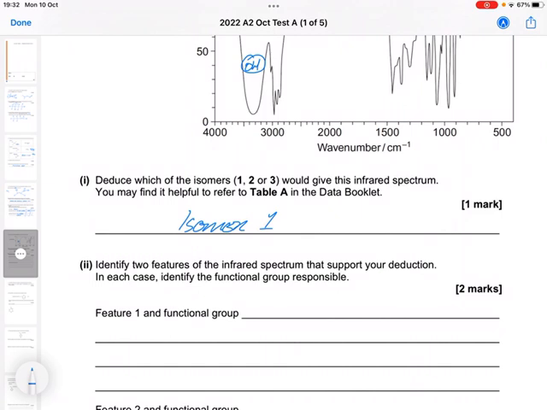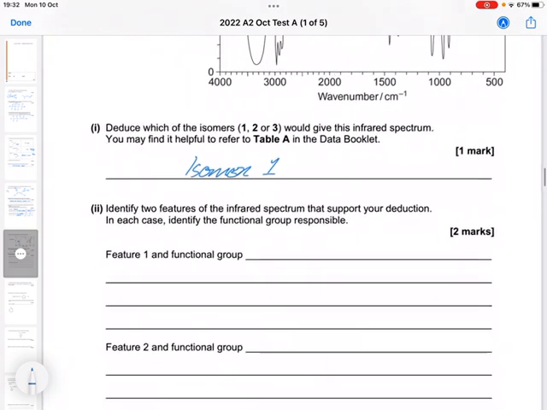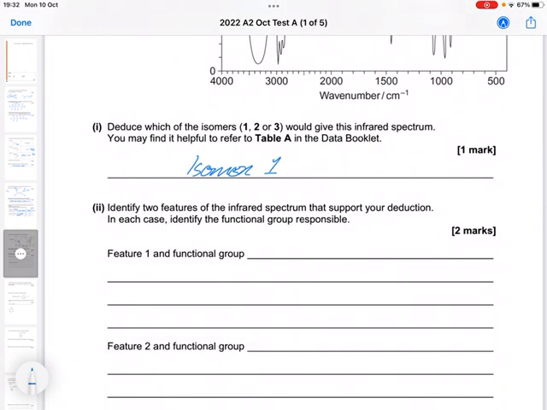Then identify 2 features in the infrared spectrum that support your deduction. In each case, identify the functional group that is responsible. So the oxygen-hydrogen bond, that's one that I've just been talking about. On your data sheet, you will see that we have a peak, and you have to quote the data sheet, between 3230 and 3550. Okay, so there's one of them.